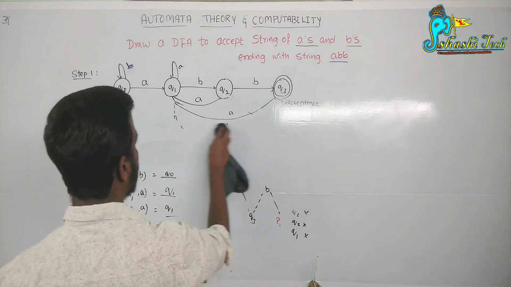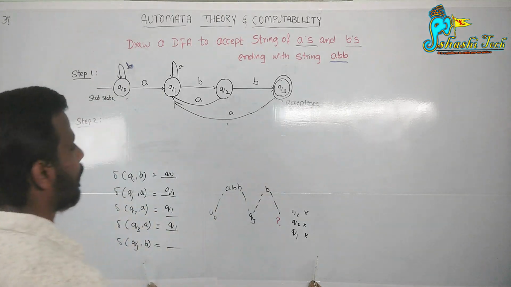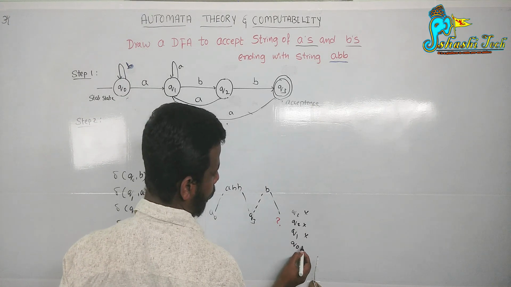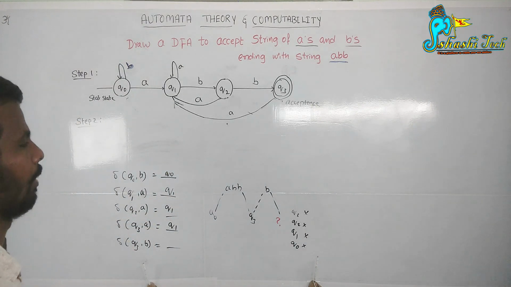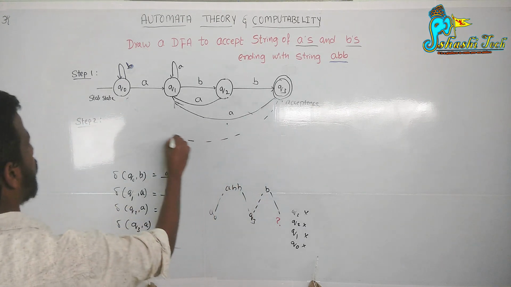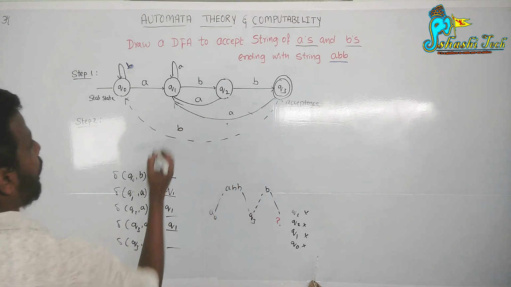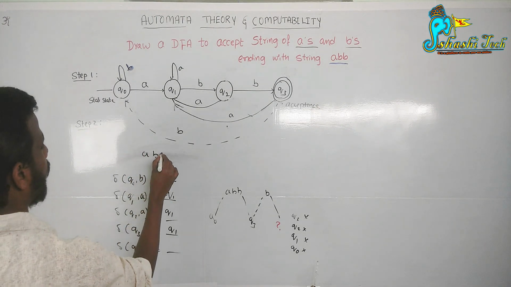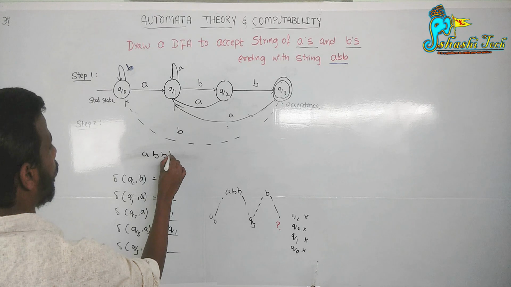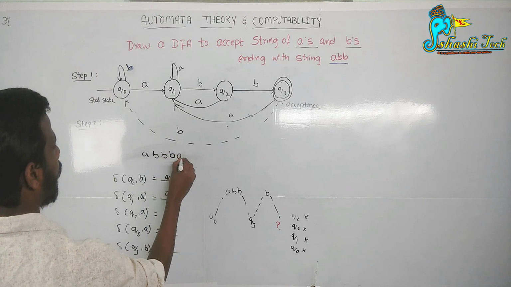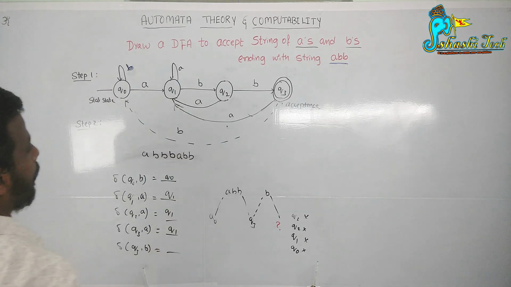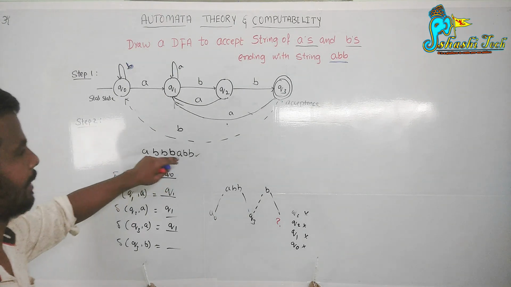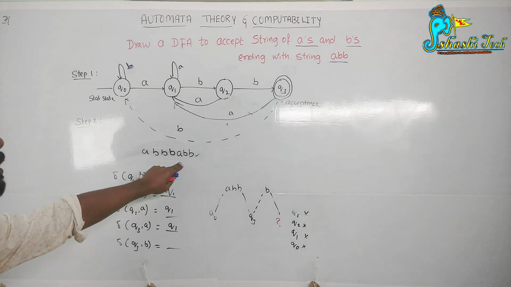Then what is remaining? The remaining thing is Q0. We shall check whether writing Q0 is correct or not. Writing B here. A, B, A, B. Consider a string like this. This must be accepted or not? Yes, it must be accepted because it is ending with ABB.